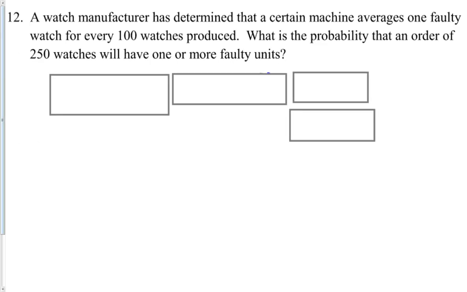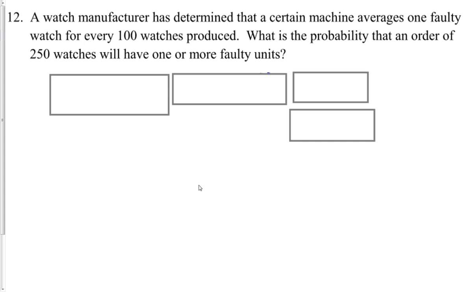Next, a watch manufacturer has determined that a certain machine averages one faulty watch for every 100 watches produced. What is the probability that an order of 250 watches will have one or more faulty units? Okay, well, one or more. So technically, what we would have to calculate to do this one is enormous.